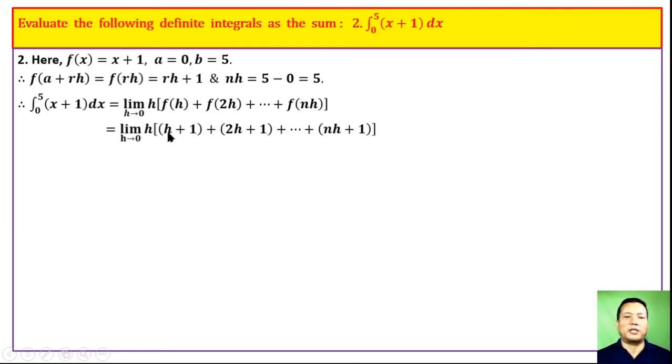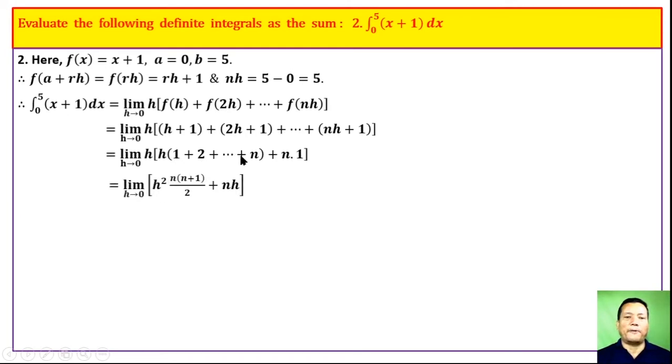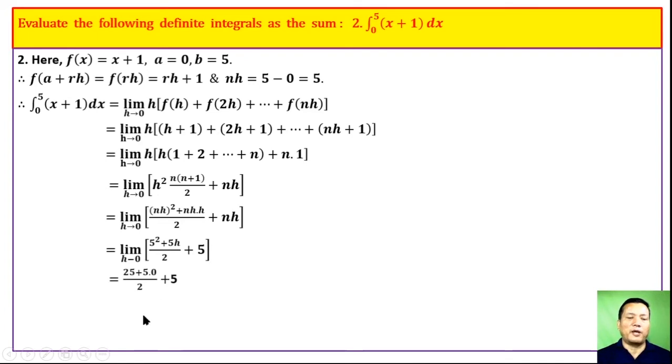In the first bracket, the first terms, h is common, so we take it out: 1 plus 2 plus up to n, and the ones added n times give n. Then the sum of the first n natural numbers is n times n plus 1 by 2. Here h is 5 by n, a constant, so we substitute it. As h tends to 0, we evaluate the limit and get 35 by 2. The value of the definite integral is 35 by 2.